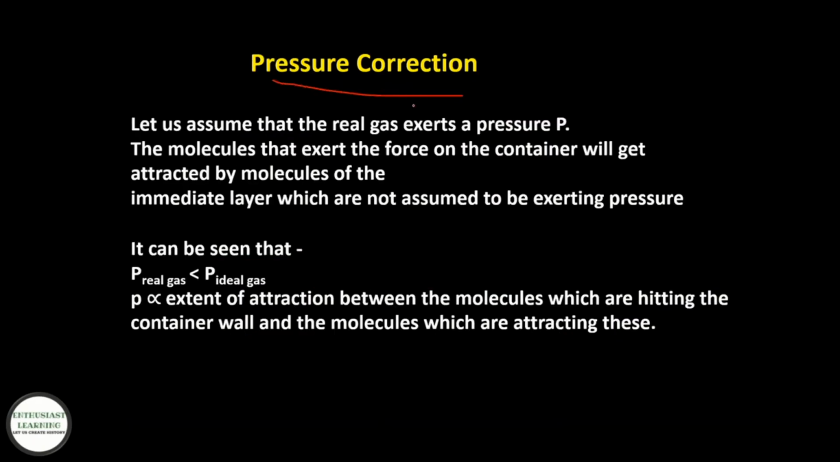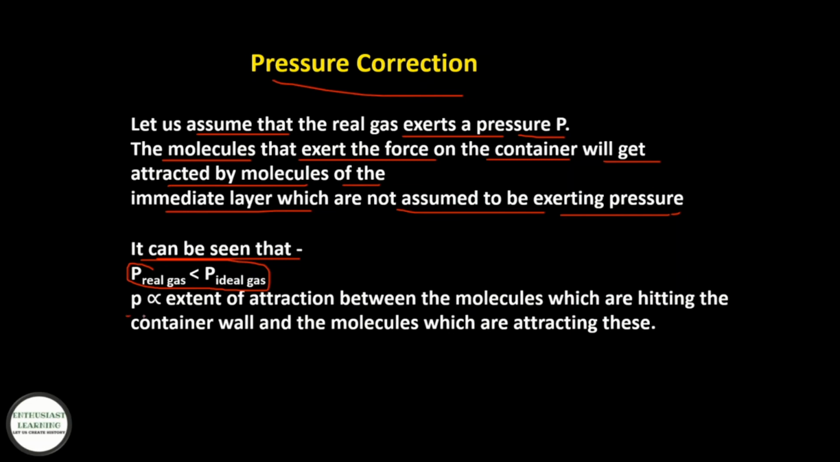Now pressure correction. Let us assume that the real gas exerts a pressure P. The molecules that exert the force on the container will be attracted by molecules of the immediate layer, which are not assumed to be exerting pressure. It can be seen that the pressure of real gas is less than the pressure of ideal gas. That means P is directly proportional to the extent of attraction between the molecules which are hitting the container wall and the molecules which are attracting these.